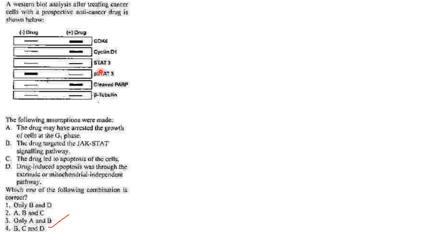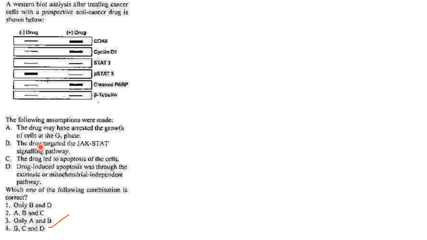Now CDK6 and cyclin D1, they promote G1 phase. So the drug may have arrested the growth of cells at the G1 phase. That is not correct because CDK6 and cyclin D1 increased in the presence of the drug. That is why you got a thicker band in the presence of the drug, and in the absence of the drug, the band was thin.